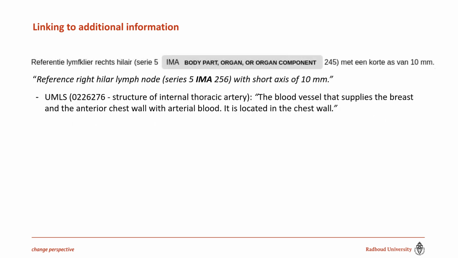Then there is another example, which translated means: reference right hilar lymph node series 5, image 256, with a short axis of 10 millimeters. Here IMA is tagged as a body part, organ or organ component, because it is an abbreviation for inferior mesenteric artery. However, in this context, it actually just means image. So this is a context-dependent thing that is done incorrectly here.